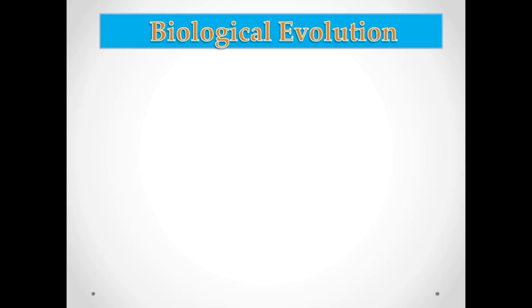So biological evolution by natural selection explains how life changes over time. But before we explain natural selection, first we have to define some terms here. Most of what we know about the long history of life on Earth comes from fossils.